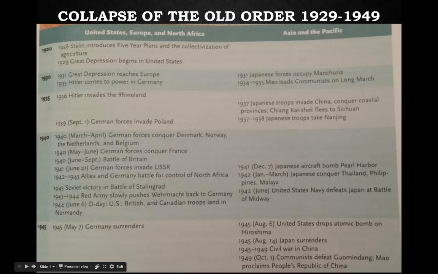Hey, everybody. We are talking about the collapse of the old order. Now, what does that actually mean? We're going to be talking about World War II, of course, but we're also going to talk about the rise of the Soviet Union under Stalin, as well as the rise of China, first under Chiang Kai-shek and then under Mao.